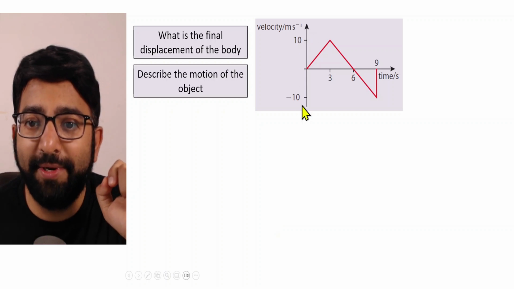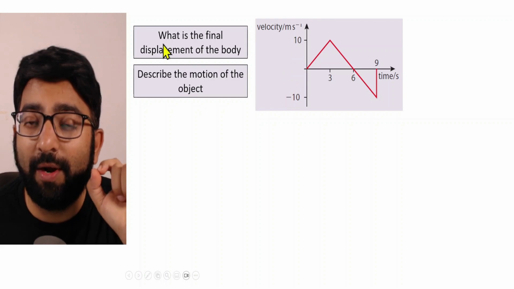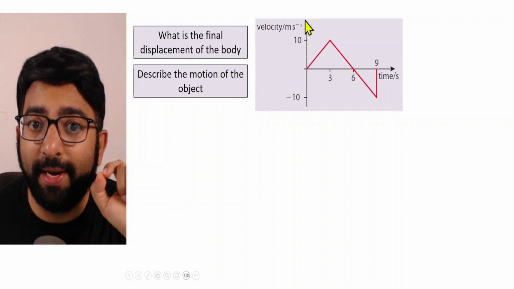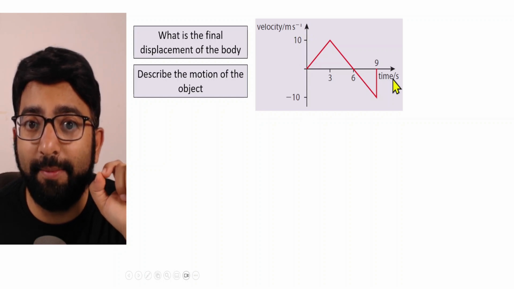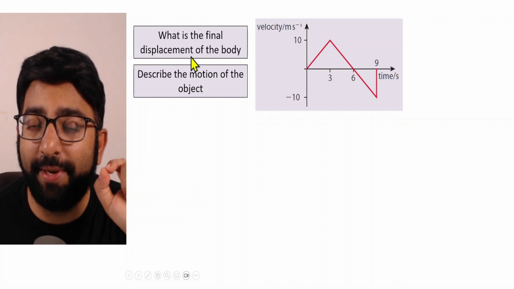In this question, we have been given a velocity time graph. Velocity is on the y-axis. We need to figure out the final displacement of the body. So the approach is very simple. Whenever we have been given a velocity time graph, we need to find the area under the graph in order to figure out the displacement.